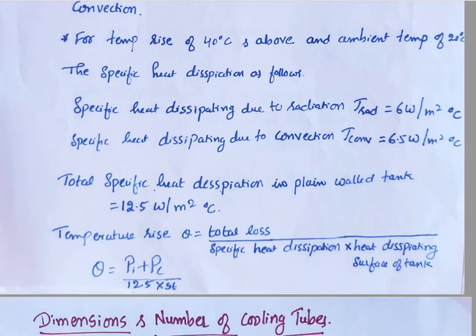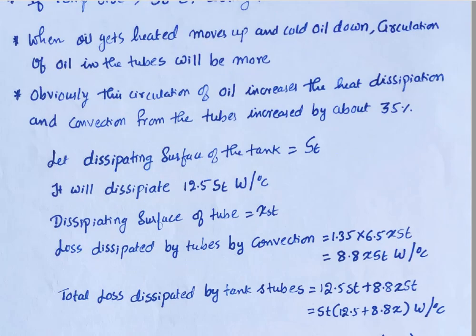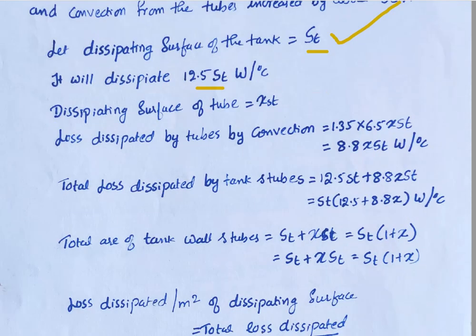Now, the temperature rise in the plain tank. The specific heat dissipation in the plain wall tank is given as 12.5 watt per meter square. It includes radiation and convection. Radiation is 6 watt per meter square, and convection is 6.5 watt per meter square per degree centigrade. For the dimensions and number of cooling tubes, we have derived the equation. The dissipating surface of the tank is St, and it will dissipate 12.5 St, where St is the surface area of the tank. I need to find the dissipating surface of the tubes, x into St.